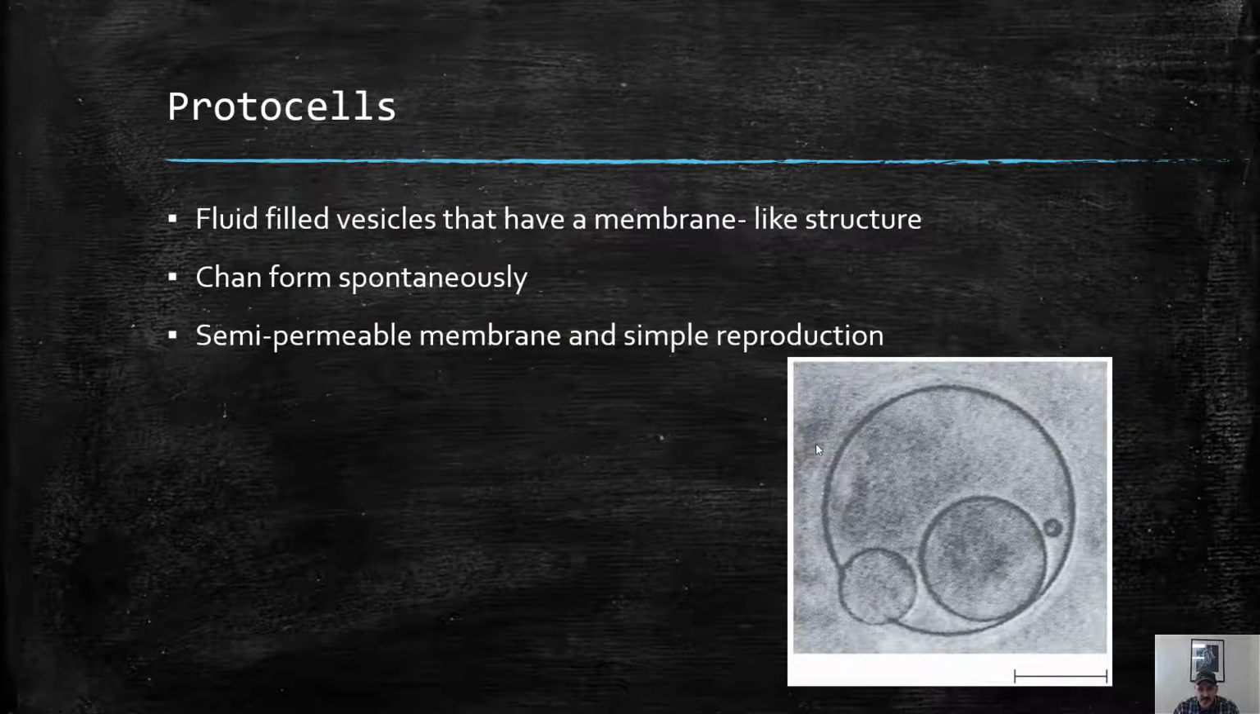So protocells, as I said, they're fluid-filled sacs, basically vesicles made of membrane, like a phospholipid membrane, and they can form spontaneously. I have a typo there. They can form spontaneously all on their own. They're semi-permeable, and they can pinch in half and divide through very simple reproduction.